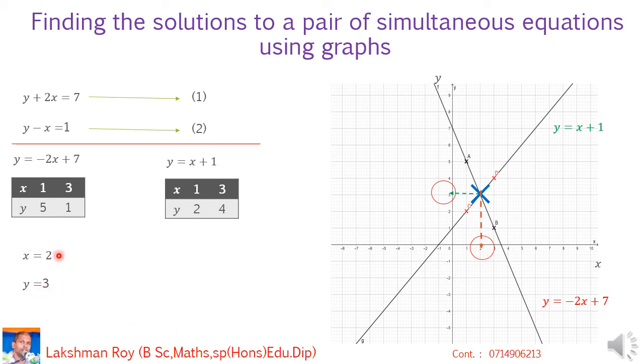So these are the solutions of these two equations, right? That means these are the solution of the pair of simultaneous equations. So what you have to do, you have to plot these two functions in the same Cartesian coordinate plane, then take the coordinate of the intersecting point. That is the solution of the simultaneous equations. Easy way.